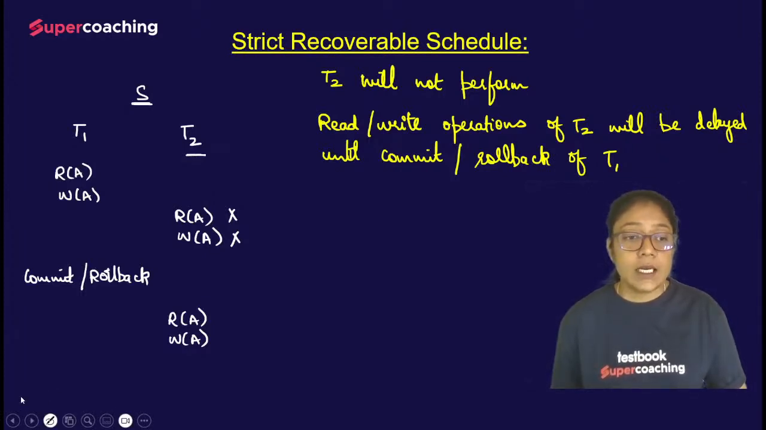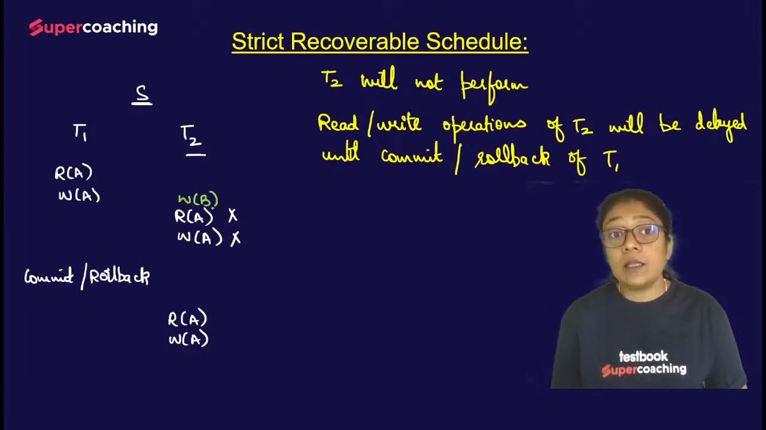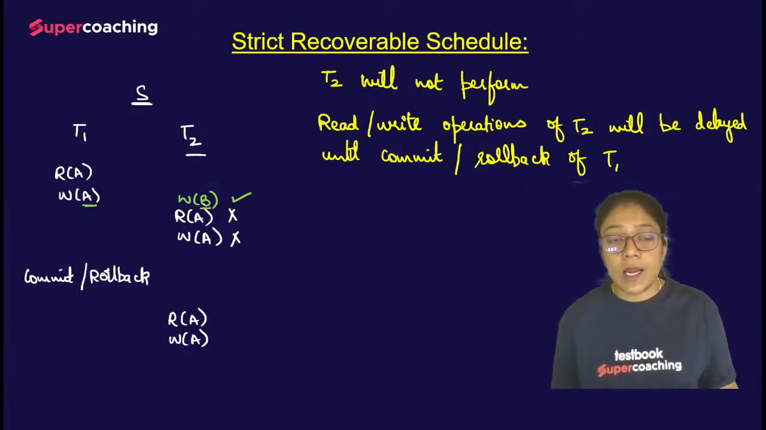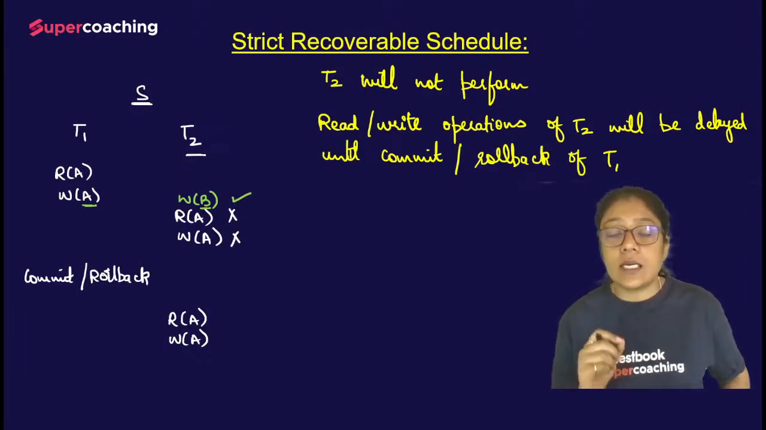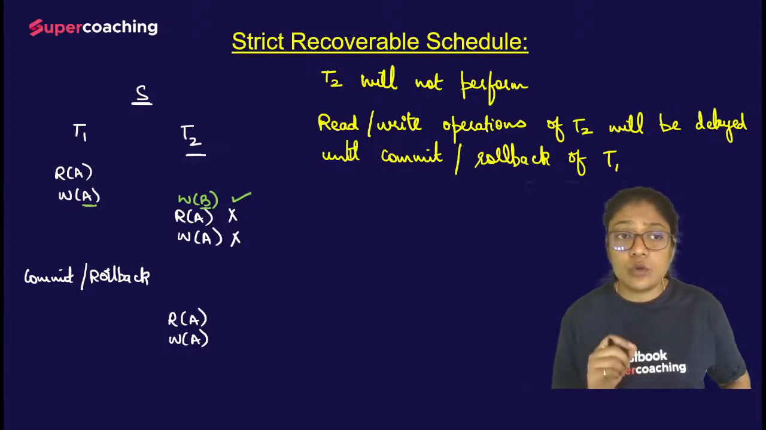But definitely, if I'm taking here, I want to perform the write operation on data item B, that is allowed because it has performed a write operation on A. So it has nothing to do with B, right? So definitely, always consider the data item, don't only focus on read or write operations.